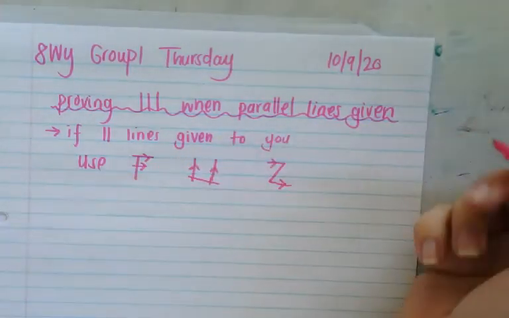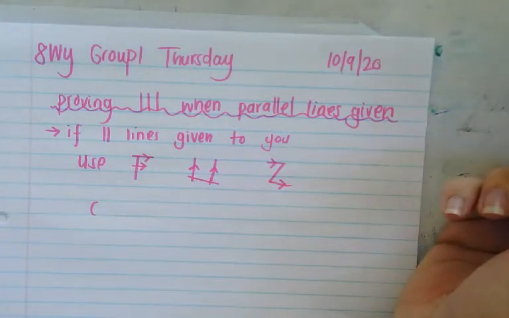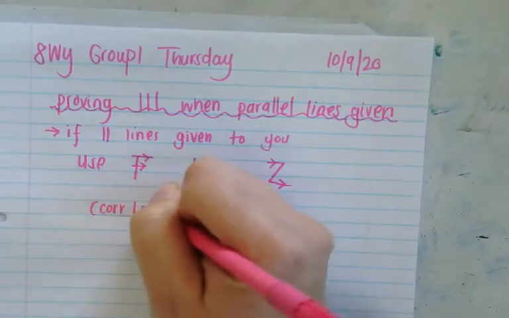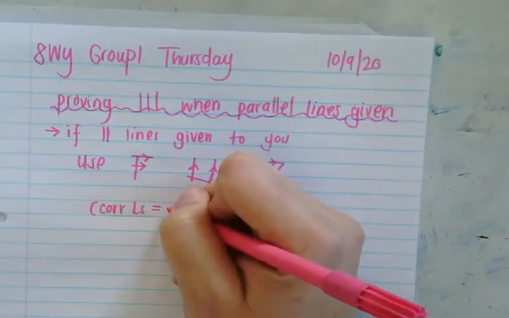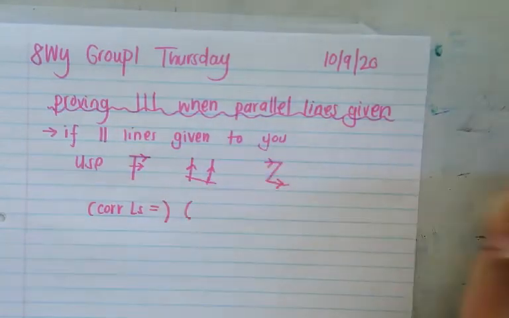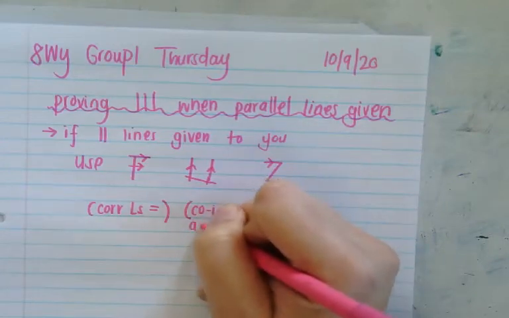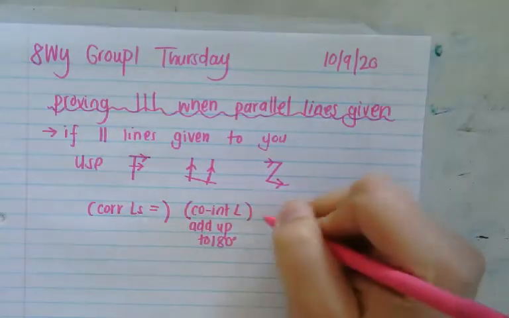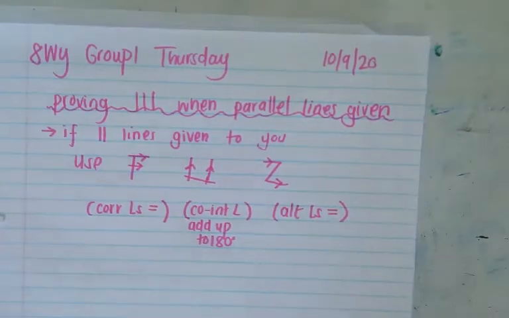So remind me, which of the three reasons is F? Corresponding angles, and they are equal. And remember, we have to add the parallel lines. My U, co-interior angles, they add up to 180. And my Z is my alternate angles, and they are equal. So we can use those three things if we know that they are parallel lines.